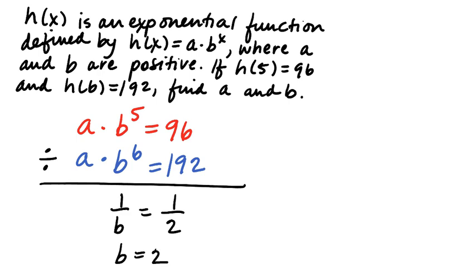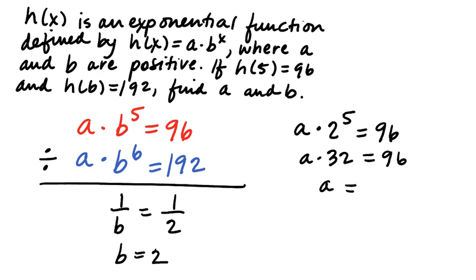Okay, then if I have to find a, what I'm going to do is just plug in 2 for b, so I'll just use the easier looking of the 2 with the smaller number. A times 2 to the 5 equals 96. Well, 2 to the 5 is 32. So that means that a is going to be 96 divided by 32. And that means that a is 3.